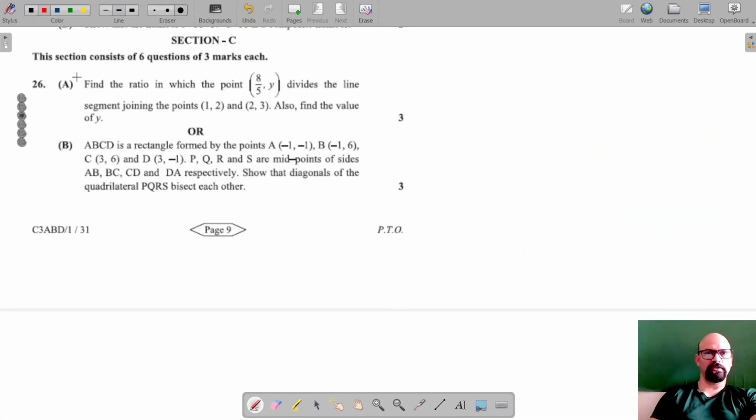Okay, for section C, this section consists of 6 questions of 3 marks each, and we are going to solve both the parts. Let's start with part A. It's given that we have to find the ratio in which the point (8/5, y) divides the line segment between the points (1, 2) and (2, 3).